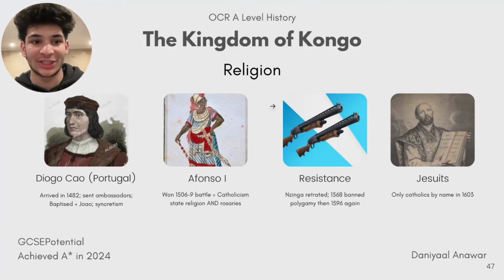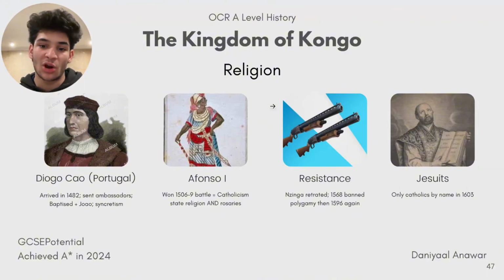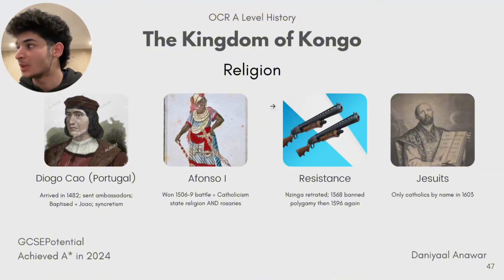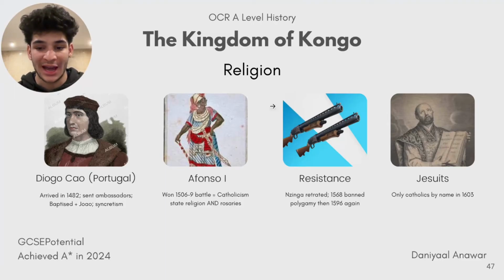And then finally, Jesuits. Jesuits were kind of like missionaries. They came to Congo in 1603 and they were basically like, this did not work. In 1603, they said the Congolese were only Catholics by name. So essentially, they'd failed in their missionary mission. So there we go, those are four points about religion. Catholicism, they tried to make it work by syncretism and stuff, but it didn't really end up working. Kind of flopped. Womp.